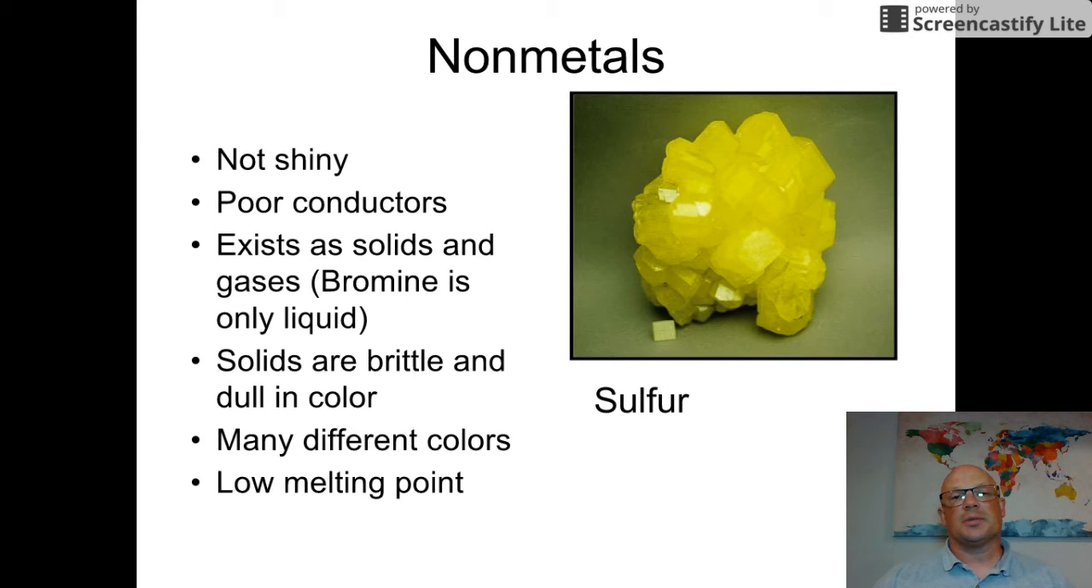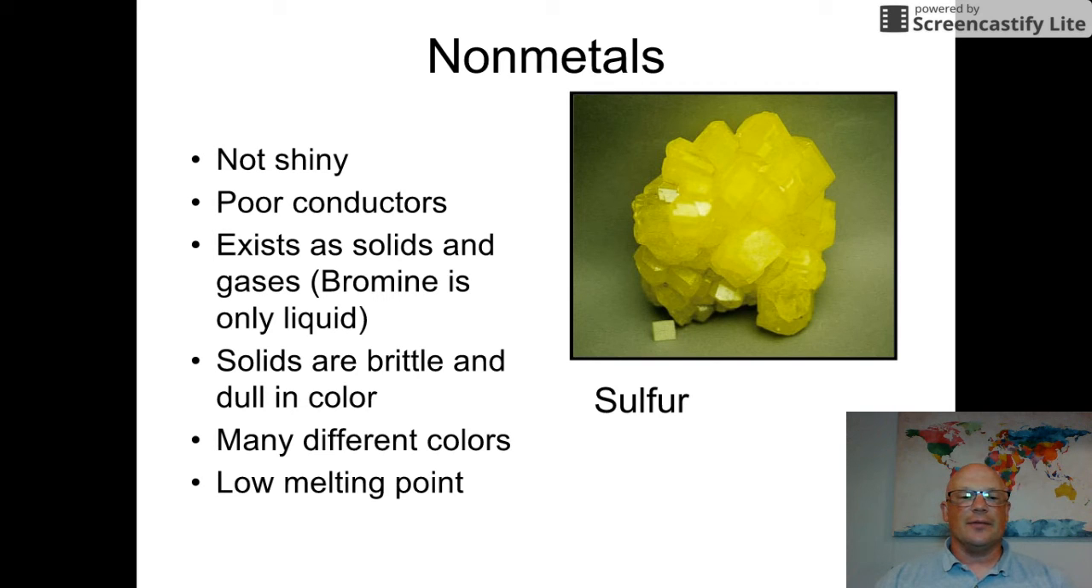So, nonmetals, and some characteristics of nonmetals. They're basically the opposite of metals. They're not very shiny. They're poor conductors. Electricity and heat do not flow well through them. They exist as solids and gases, bromine being the only liquid. The solids are brittle and dull in color. They break apart very easily. That's basically what brittle means.